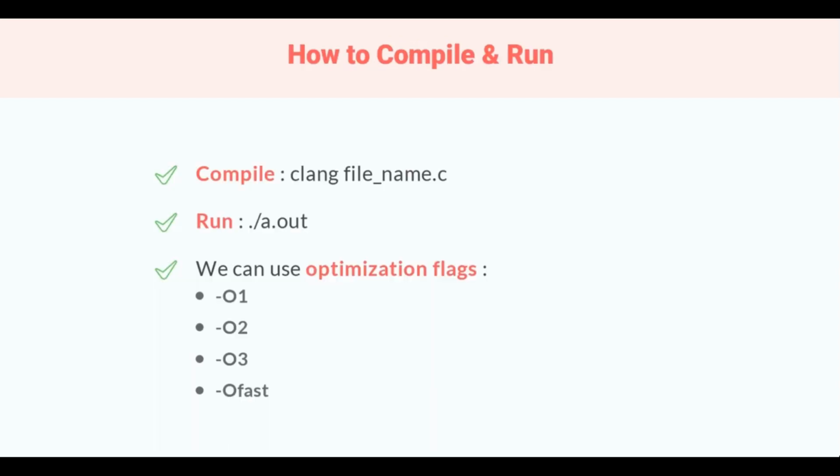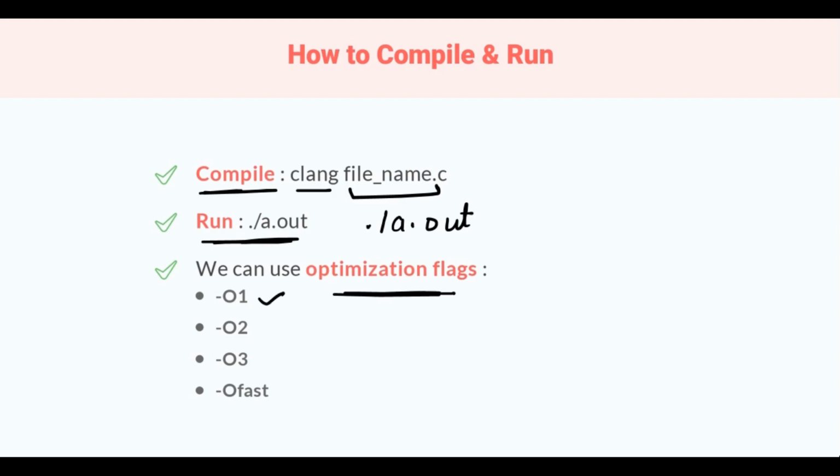Now the question is, how can we compile and run our program? For compiling the program, just write clang, then your file with the proper extension. And for running the program, just write ./a.out. And you can also use some optimization flags, that is -O1, -O2, -O3 or -Ofast. So you can try it on your own, right?